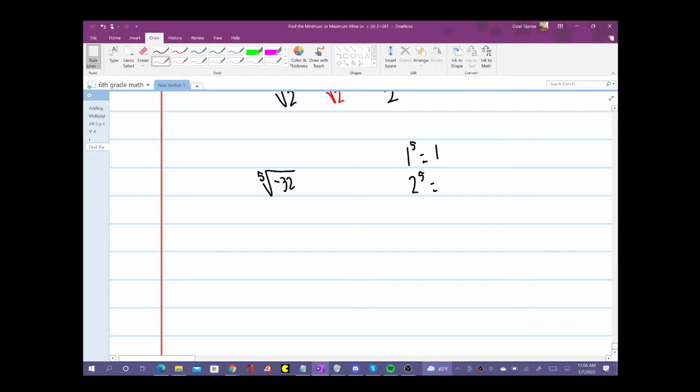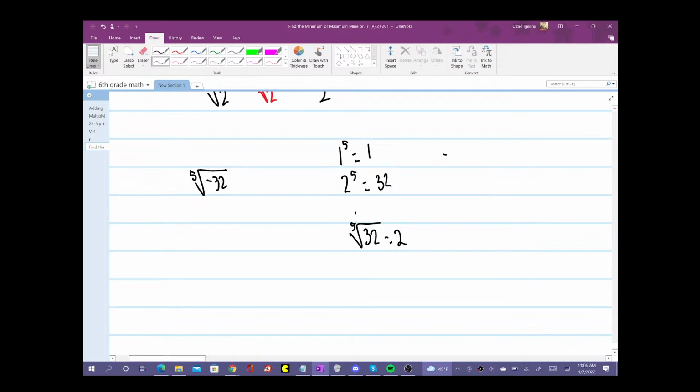That means that the fifth root of 32 is equal to 2. Now, what about negative 2 to the 5th, right? Negative 2 to the 5th is negative 2 times negative 2 times negative 2 times negative 2 times negative 2. This is 4 times 4 times negative 2. This is 16 times negative 2, which is negative 32.